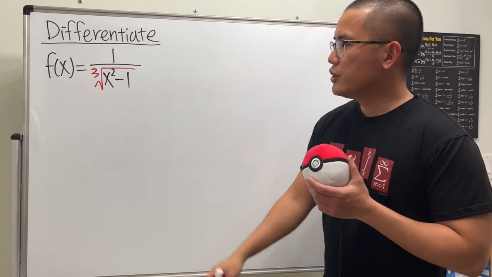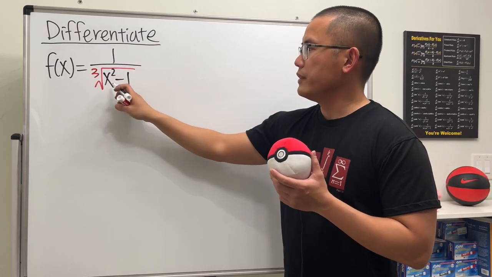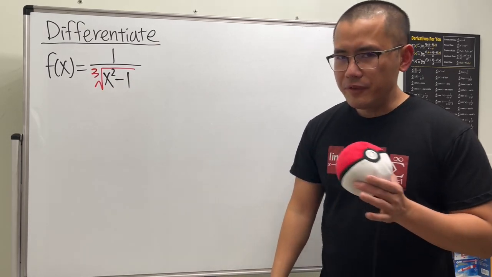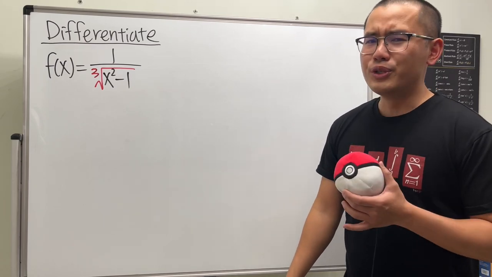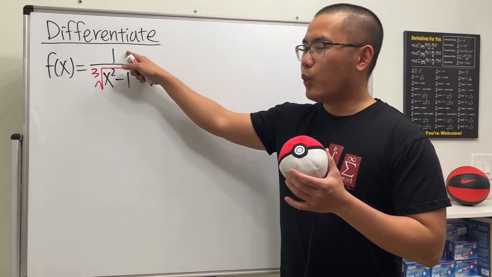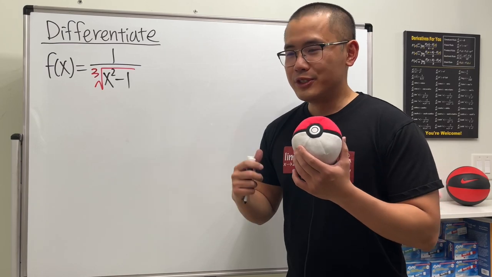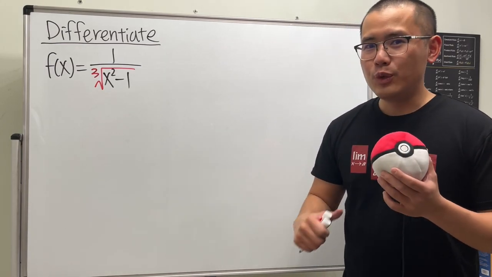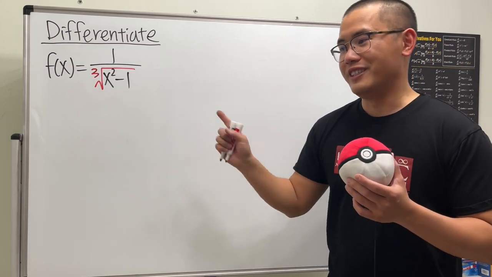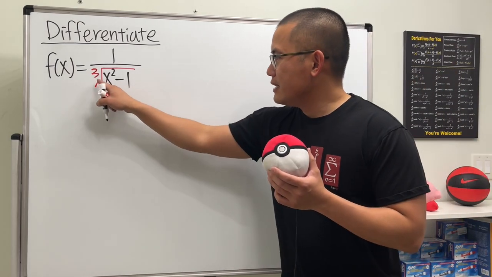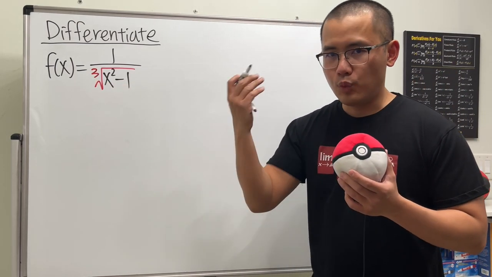Let's see how we can differentiate 1 over the cube root of x squared minus 1. And before you jump into the quotient rule, let me show you. Because we only have a 1 on the top, we can actually just change this into a power form and then use the power rule and also the chain rule for this. Right? Check this out. Firstly, we see that the cube root is the same as the 1/3 power.